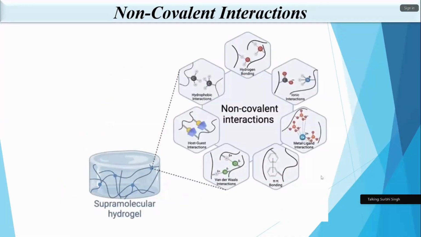Now, these are some of the non-covalent interactions which are mainly involved in the formation of supramolecular metallogels: hydrogen bonding, ionic interactions, metal ligand interactions, pi-pi bonding, van der Waals interaction, host guest interaction, and hydrophobic interactions. So these are the main driving forces behind the formation of these metallogels.